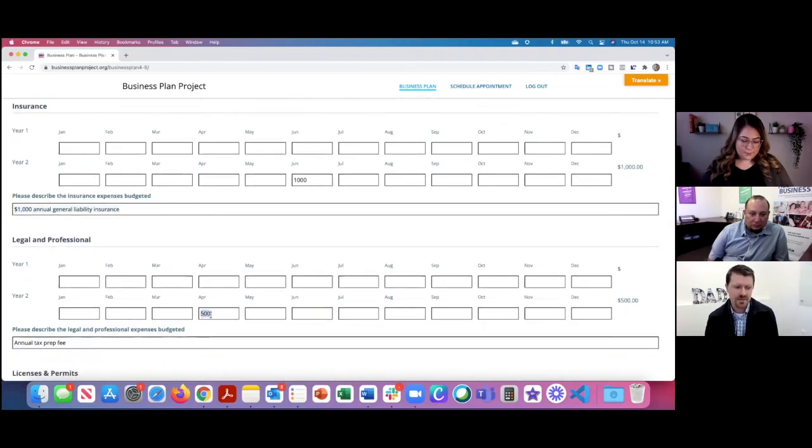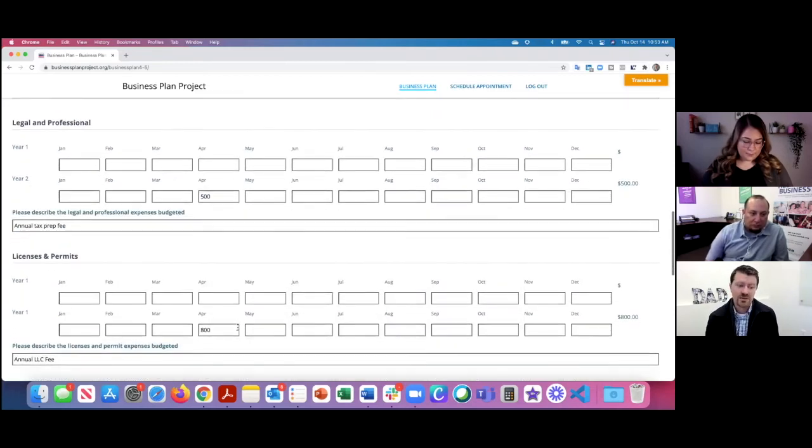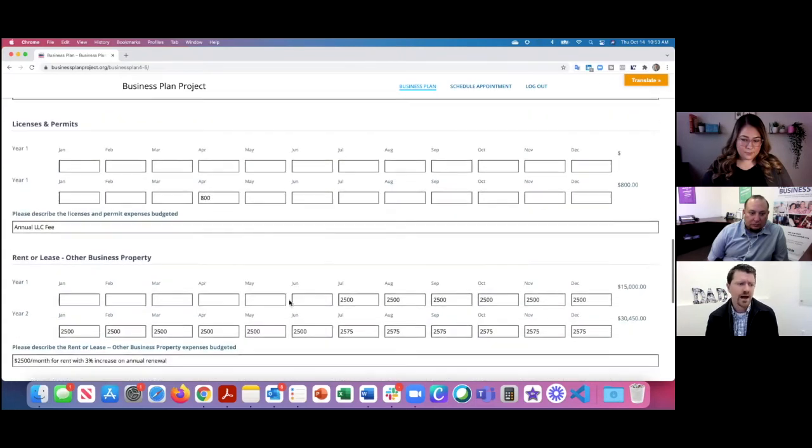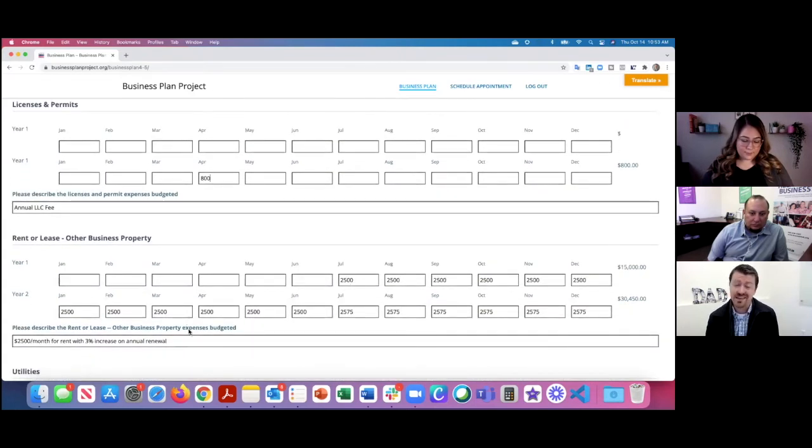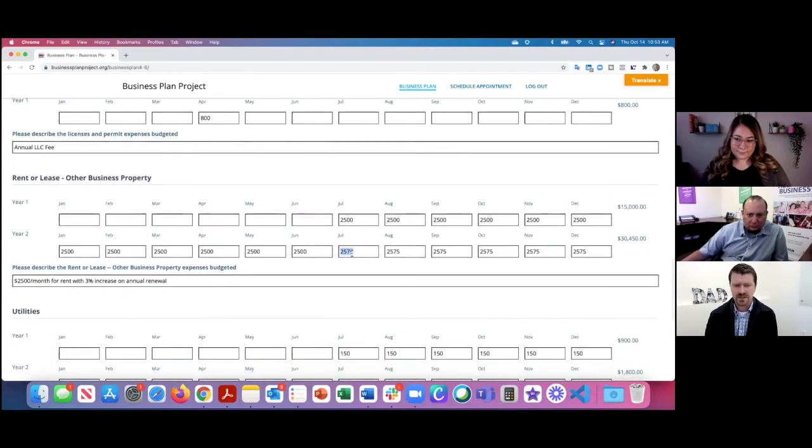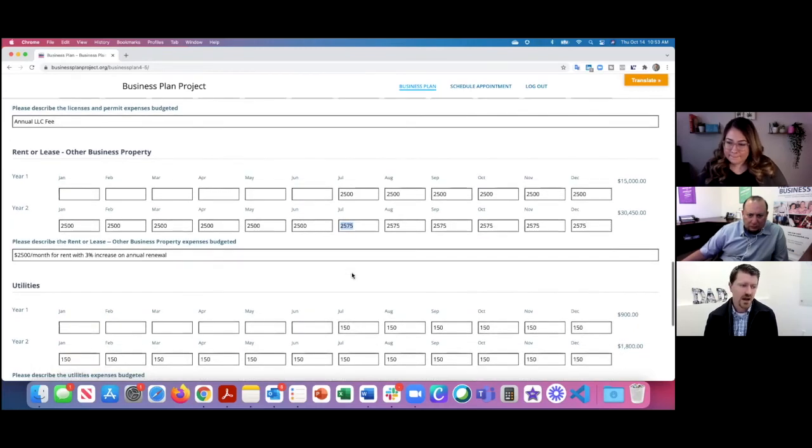Legal and professional, I budgeted $500 in year 2 because I know I'm gonna have to pay my taxes and prepare that. So I might hire someone to do that for me. I'm also an LLC, so under licenses and permits, I put the annual LLC fee or tax. I always forget which one it's called. Rent, $2,500 a month. That's a big one. And I have a 3% annual renewal that starts, it's not much, but it goes from 2,500 to 2,575 in year 2. So I want to account for that. It's an extra $75 a month. I'm not cheap, but I'm frugal. That can go somewhere else.